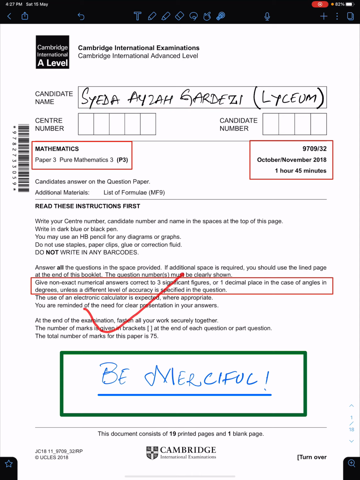All these instructions are very important, especially this one. Give non-exact numerical answers correct to three significant figures or one decimal place in the case of angles in degrees, unless a different level of accuracy is specified in the question. Must follow all these instructions. An important advice: be merciful.